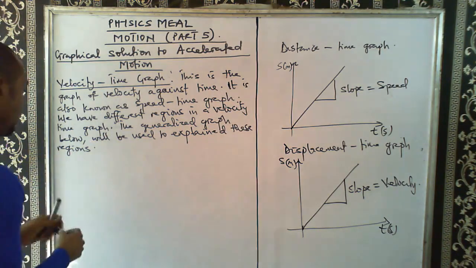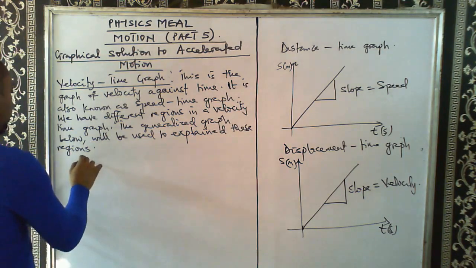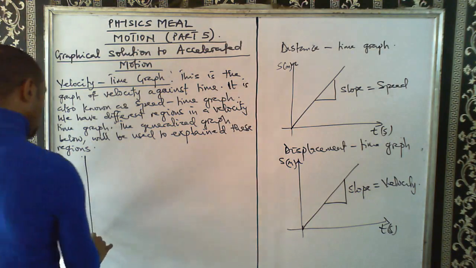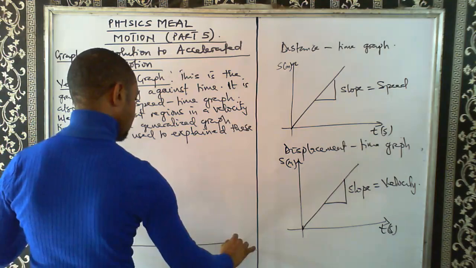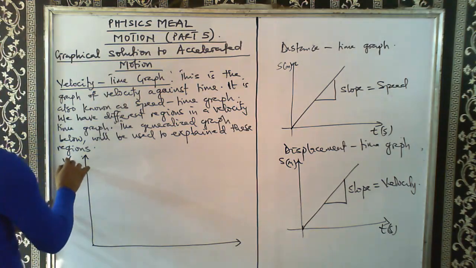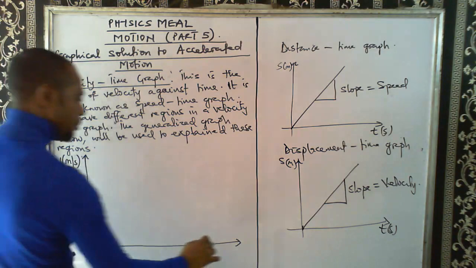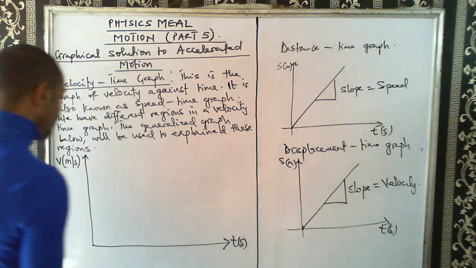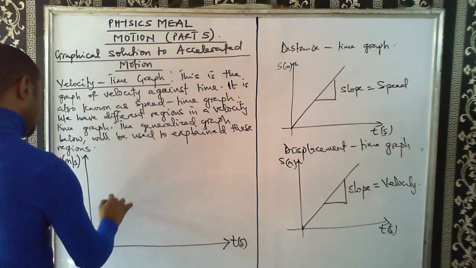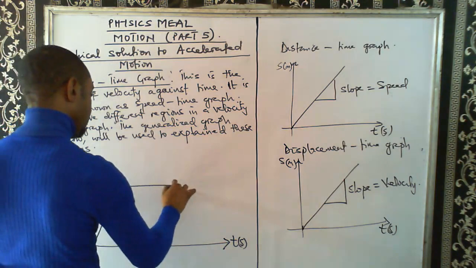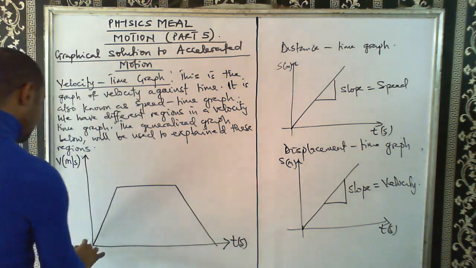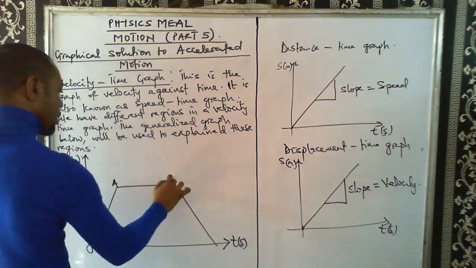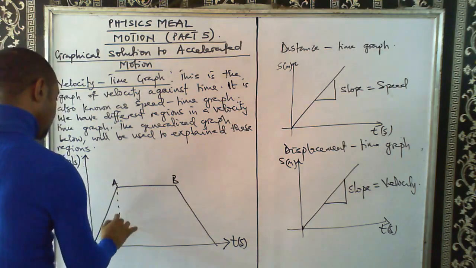So let's put up a generalized velocity time graph. Velocity is in meters per second. Anytime you are plotting a graph, you label your axes properly with their units indicated. Time is in seconds. Let me put the generalized graph in this form. For explanation's sake, I can have this. Let me dot this.